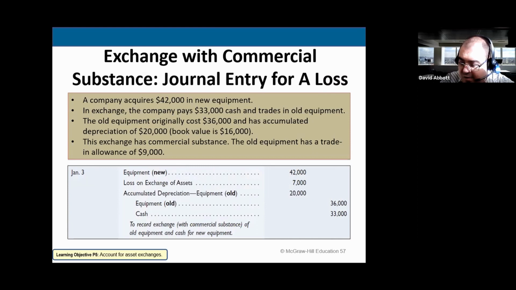So this is the journal entry for a loss. In our case, the book value of the two assets given up, the book value of old equipment plus cash, is greater than the market value of the assets received. So we recognize a loss of $7,000. The journal entry is: debit equipment for $42,000, the new equipment, because you're receiving equipment. Debit the loss on exchange of assets of $7,000. Debit accumulated depreciation, equipment, $20,000. Credit equipment $36,000, that's for the old equipment, and then credit cash for $33,000.